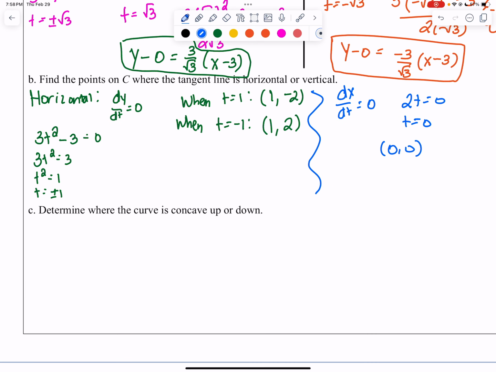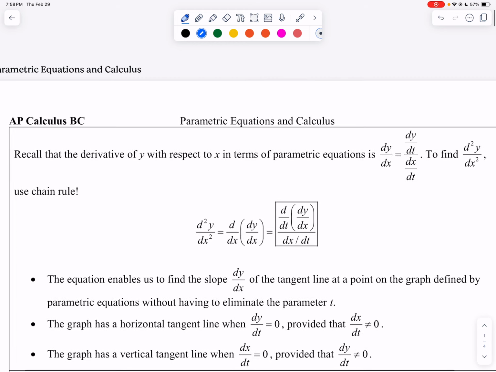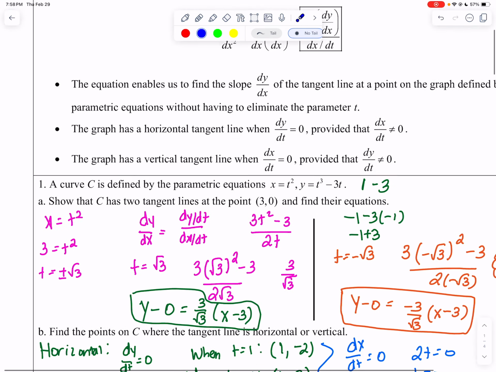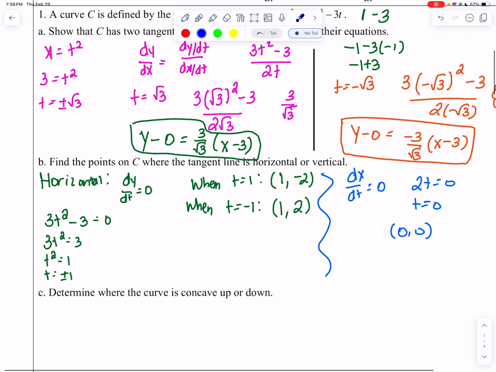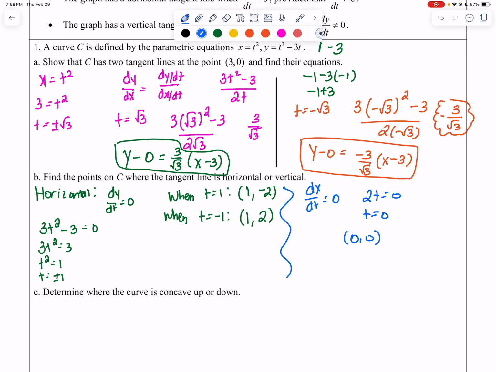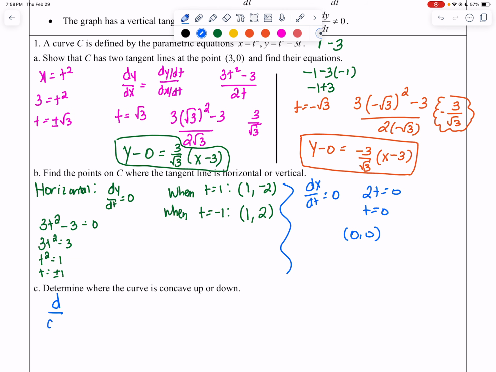Part C says determine where the curve is concave up or concave down. So that means that I'm going to be using my second derivative. Well, I know what dy/dx is because that is the thing that I just found. So I'm going to have the derivative with respect to t of dy/dx. In this case, it's going to be (3t^2 - 3)/(2t) all over dx/dt, and that's going to be 2t.